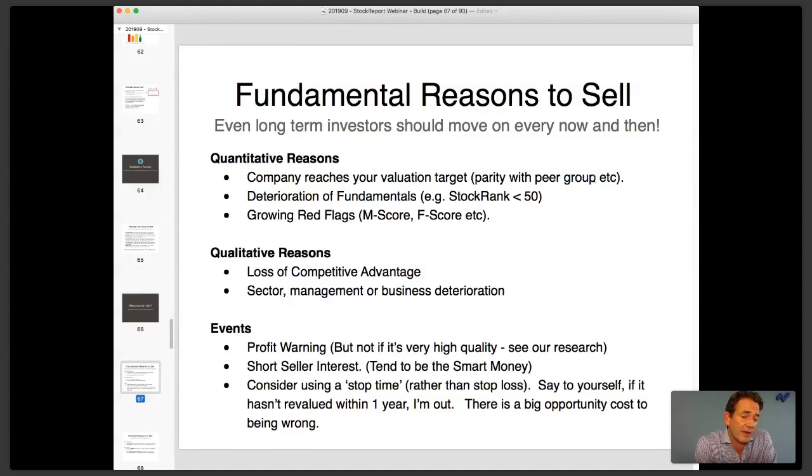Deterioration of the valuation or the fundamentals as a whole. Keeping an eye on the value rank. The value rank is a pure measure of cheapness. So in one's mind, you might think, well, if you buy a stock and it's on a value rank of 50, when it gets up to a value rank of like 15, I'm going to get out of it.